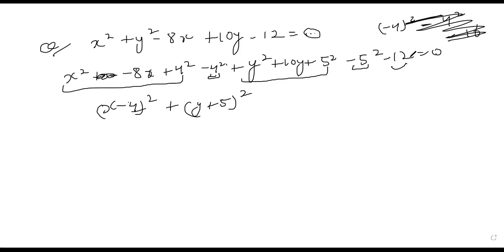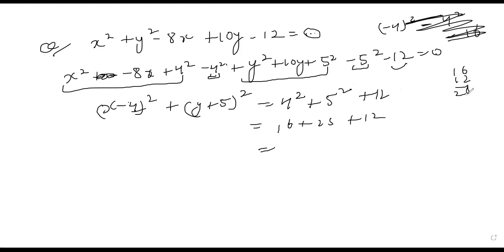Now we will take these three numbers to the right side. So minus 4 square will form plus 4 square, plus 5 square, plus 12. So 4 square is 16, plus 5 square 25, plus 12. If we add these numbers, 16 plus 12 is 28, and 28 plus 25 is 53. Now x minus 4 whole square plus y plus 5 whole square equals 53.